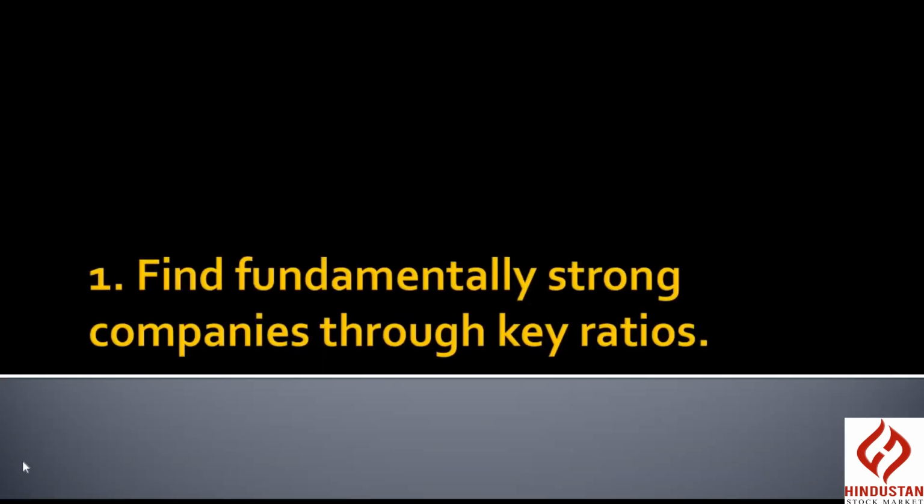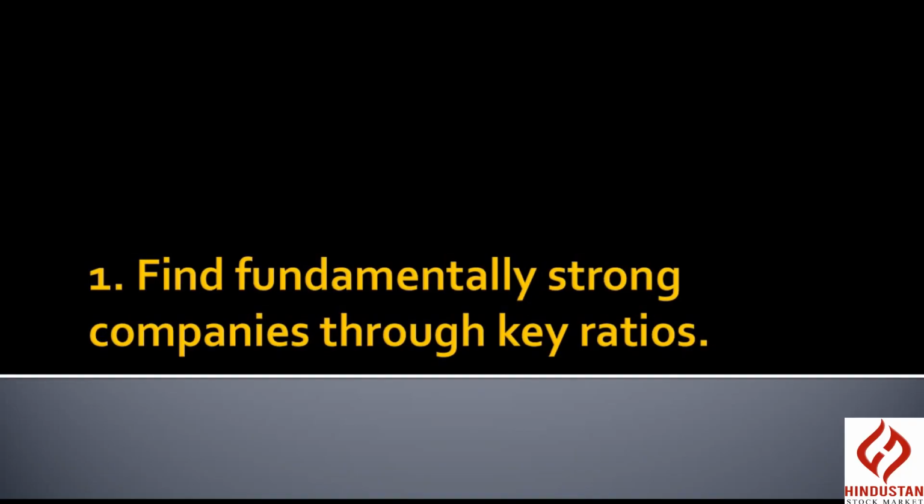Now let us see the first parameter, that is, find fundamentally strong companies through some key ratios. See, evaluating a company or judging the efficiency and the true value of a company is not an easy task. It demands rigorously reading the company's financial statements like balance sheet, profit and loss account, cash flow statements, etc. Since it is tough to go through all the information available in a company's financial statements, investors can find a shortcut in the form of financial ratios. These financial ratios are available to make the life of an investor comparatively simple.